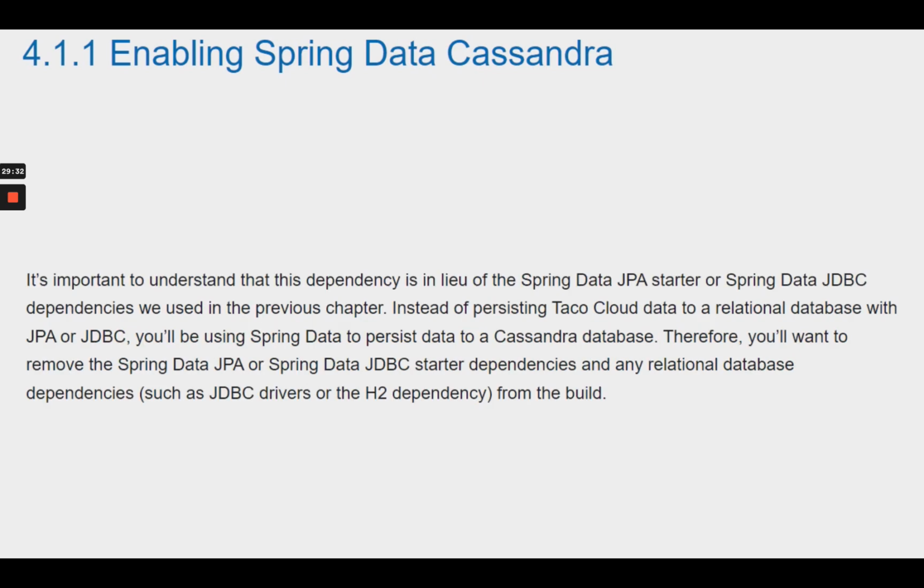It's important to understand that this dependency is in lieu of the Spring Data JPA starter or Spring Data JDBC dependencies we used in the previous chapter. Instead of persisting Taco Cloud data to a relational database with JPA or JDBC, you'll be using Spring Data to persist data to a Cassandra database. Therefore, you'll want to remove the Spring Data JPA or Spring Data JDBC starter dependencies and any relational database dependencies, such as JDBC drivers or the H2 dependency, from the build.